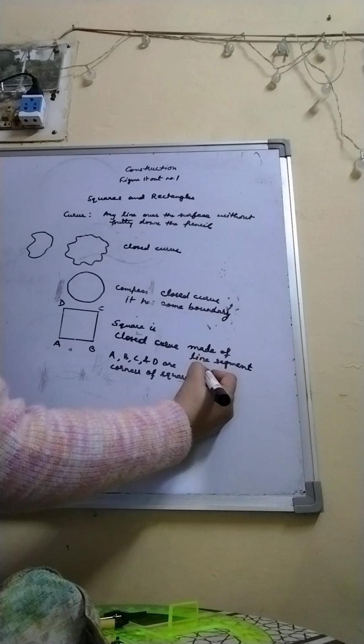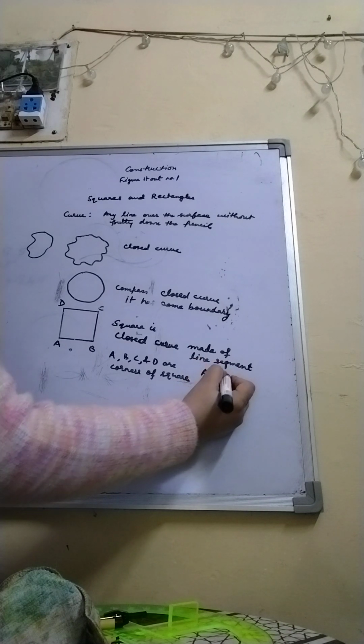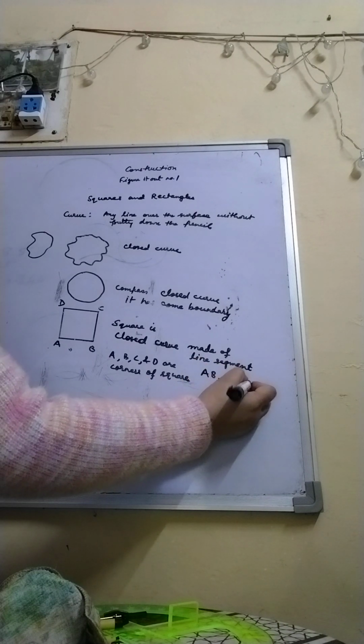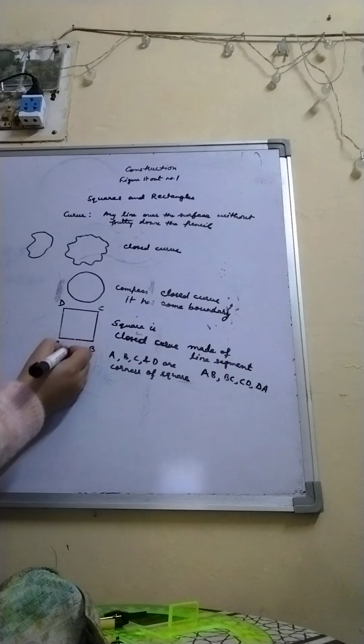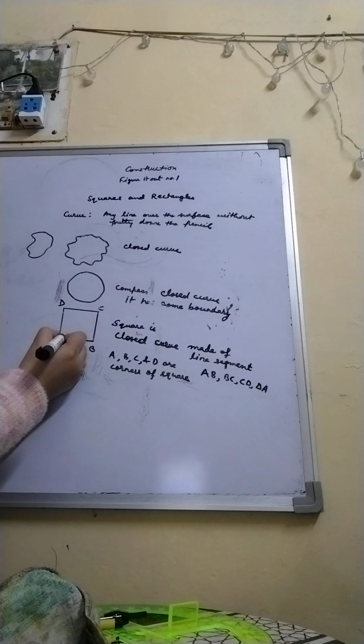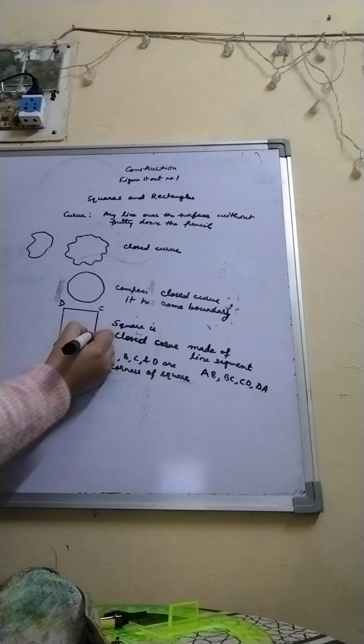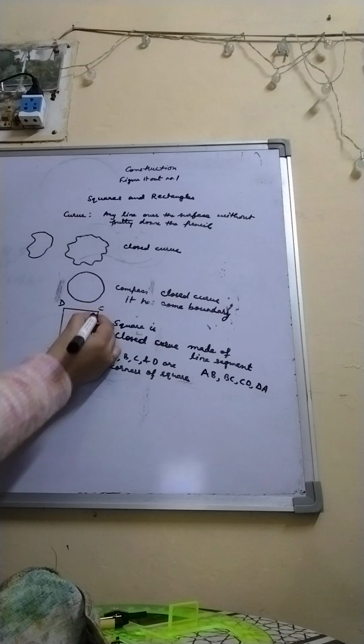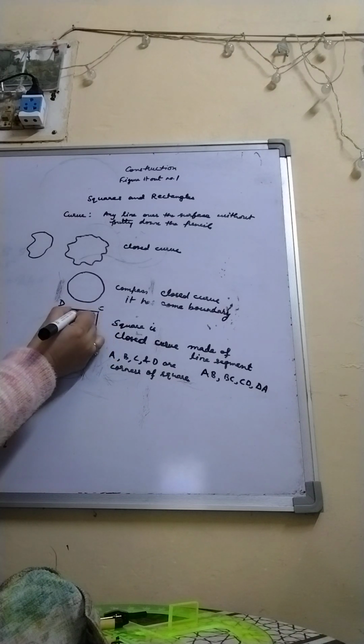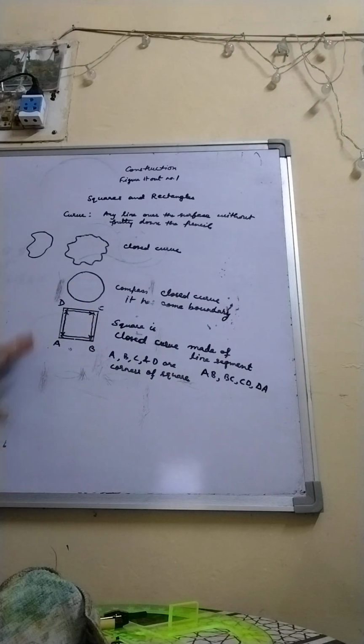So what are the line segments in the square? They are AB, BC, CD and DA. AB, start from A and go till B. Then BC, start from B and go till C. Then CD, start from C and go till D. And DA, start from D and go till A. So ABCD is the closed curve, and the line segments are closed to form a square.